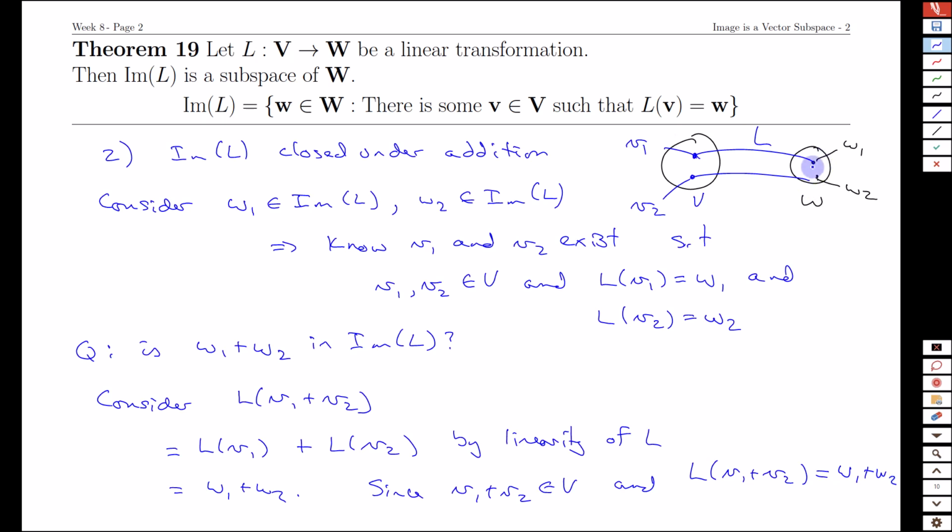That means that I can add my two output values from the image and get another image value. W1 plus W2 is also an element of the image of our transform. So it is closed under addition. Take any two vectors in the image, here and here, add them together. There will be a precursor back here somewhere that when we transform it gives us the sum.